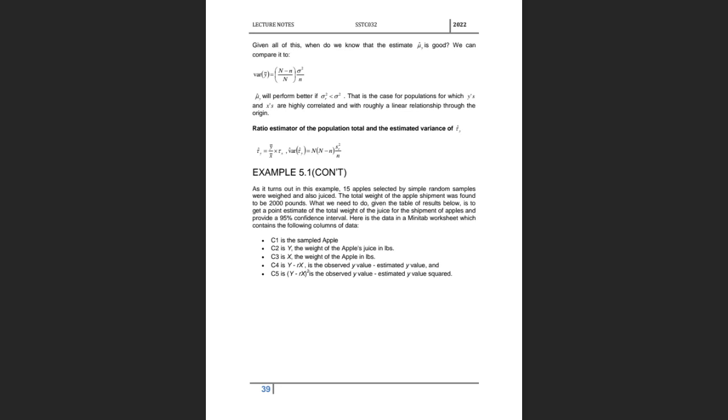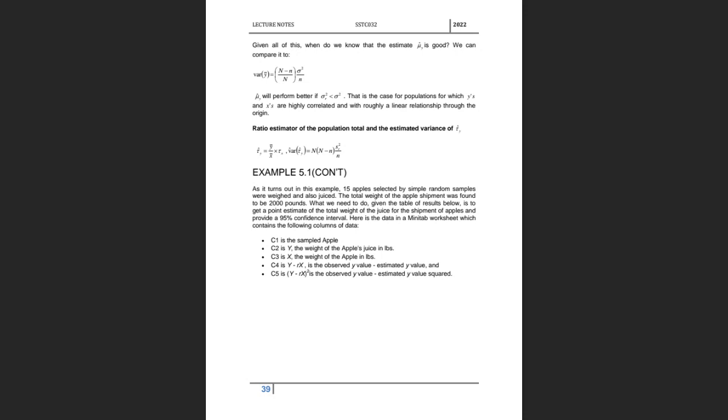So I said the sample size is 15. Now they said that the total weight of an apple shipment was found to be 2,000 pounds. The total weight of the apples, in our case, is the total weight of what? Of oranges, found to be 2,000 pounds. What is that? Who can tell me what that is? Is it tau y or tau x? Yes, that is our tau x. Thank you very much, Aaron. So that is our tau x.